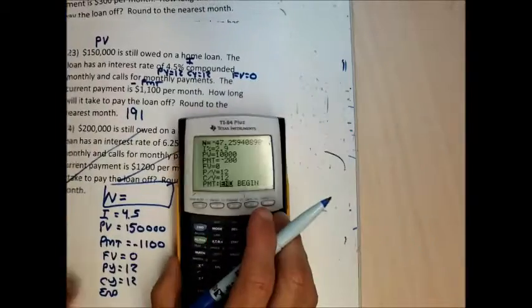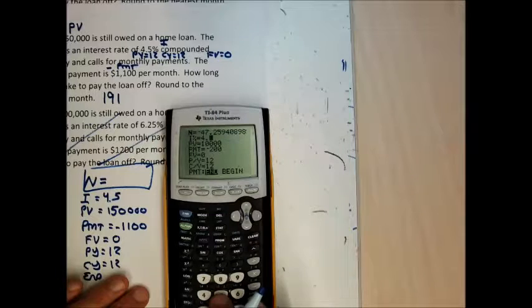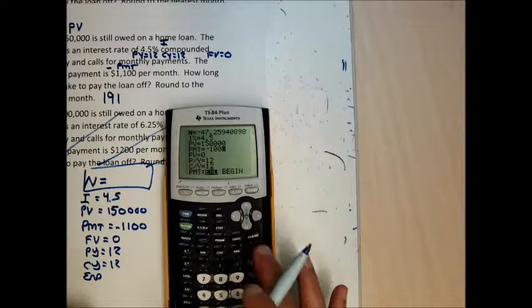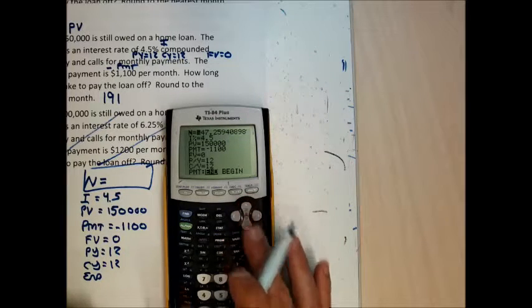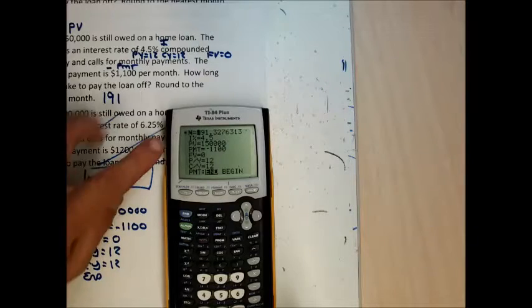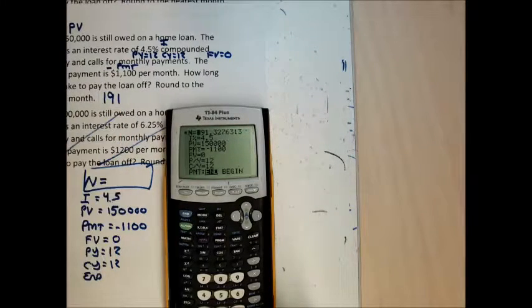So on my calculator now, the best I can, I go up to the I and type 4.5, PV and type 150,000, PMT type negative 1,100, have the bottom stuff okay, go up to the N, hit the green alpha button, followed by enter. I get 191.32. It says round to the nearest month, so I put 191 in for it.